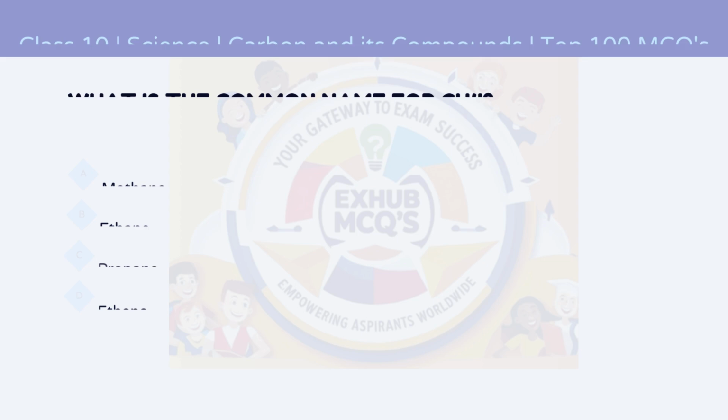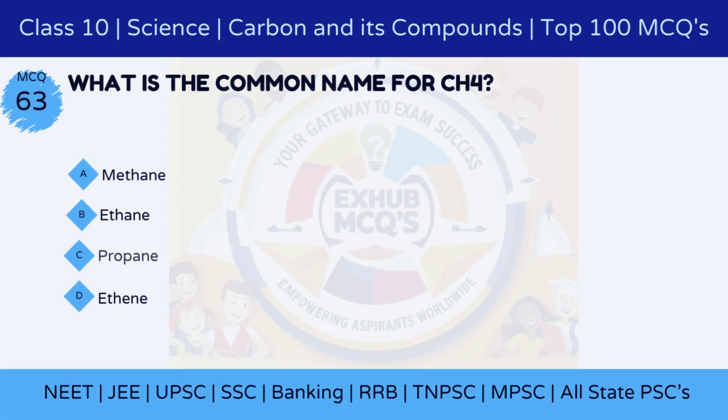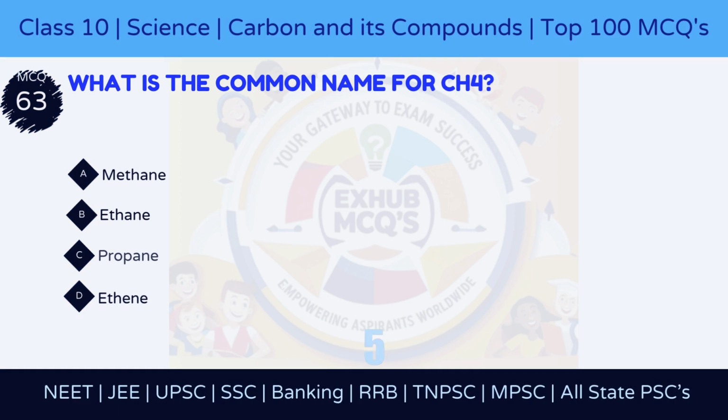MCQ 63. What is the common name for CH4? Option A, methane. Option B, ethane. Option D, ethene.